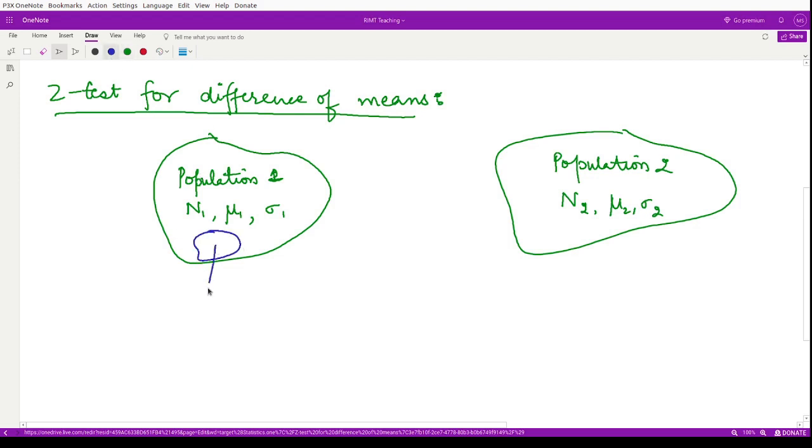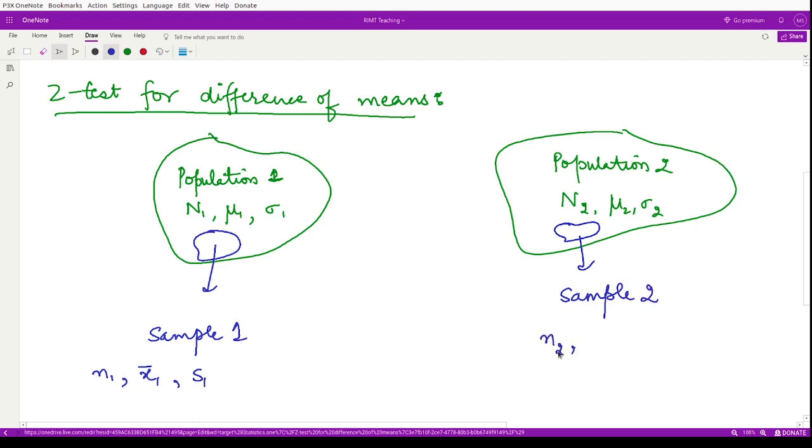Now what we do is take a small sample out of this population. So we have sample 1. Corresponding to this sample 1, we have the number of elements present in sample 1 as n1, the mean of this sample as x1 bar, and the standard deviation as s1. Similarly, from the second population we have another sample, let me call that sample 2. For this sample we have n2 as the number of elements, x2 bar as the mean or the average, and s2 as the standard deviation. So this is the notation here.